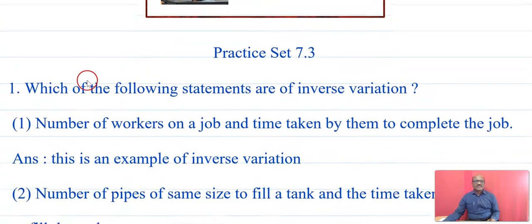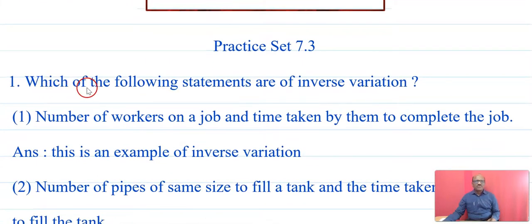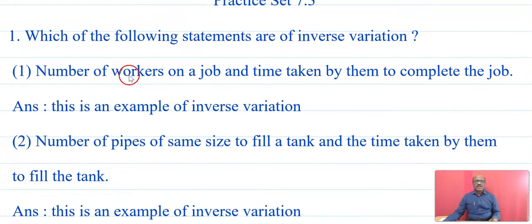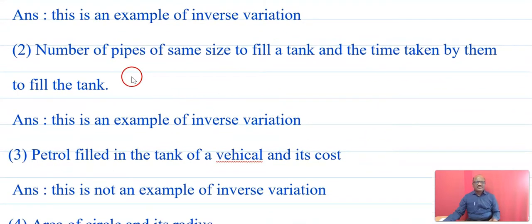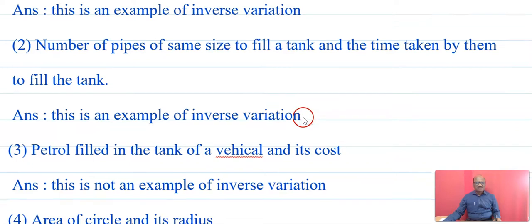Now, practice set 7.3. Which of the following statements are of inverse variation? The number of workers on a job and the time taken by them to complete the job. This is an example of inverse variation. Next, the number of pipes of the same size to fill a tank and the time taken by them to fill the tank. This is an example of inverse variation.